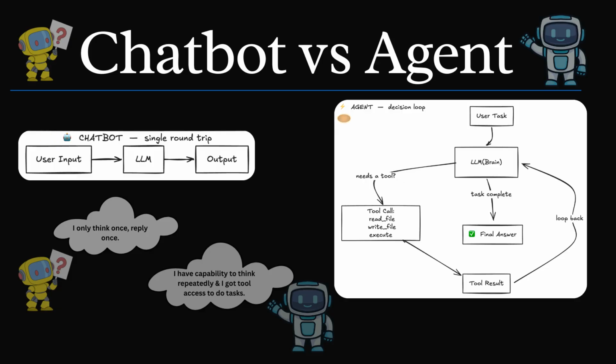An agent is fundamentally different. The model is no longer at the end of the chain. It is in a loop. The user gives a task. The model looks at it and decides, do I have enough to answer? Or do I need more information? If it needs more, it calls a tool.